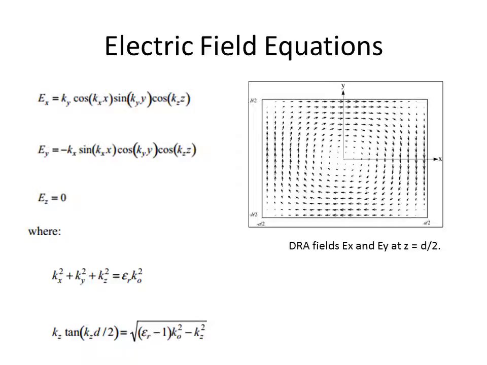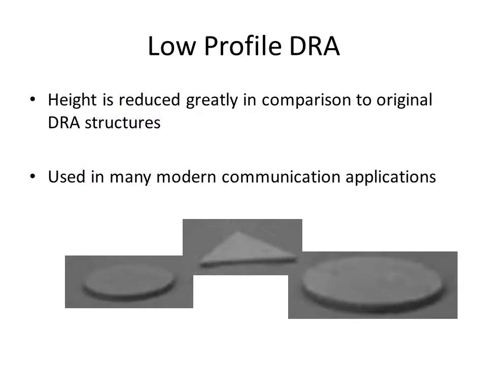These are the electric field equations. Other structures of DRAs are low-profile ones. These designs differ from regular DRA structures in that their height is significantly reduced, basically resembling more of a flat surface. Low-profile DRAs have many uses in common modern applications. One application of a low-profile DRA is in a notepad computer connected to a wireless network.